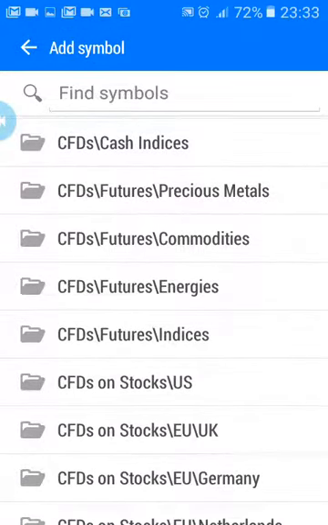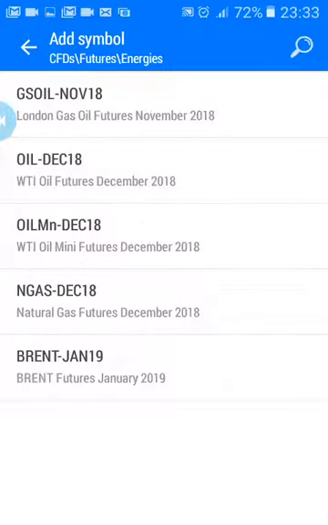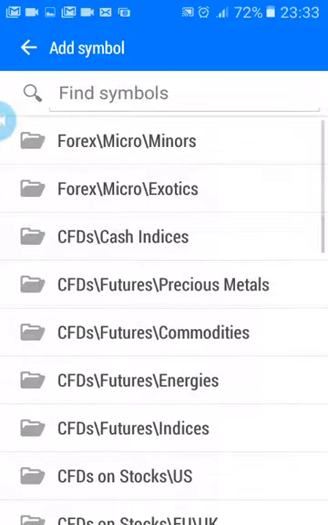And then let's go to CFD futures energies. You have London gas oil, you have WTI oil, you have WTI oil mini, you have natural gas, and then you have Brent future. All of these again are commodities, okay? All of these are commodities.